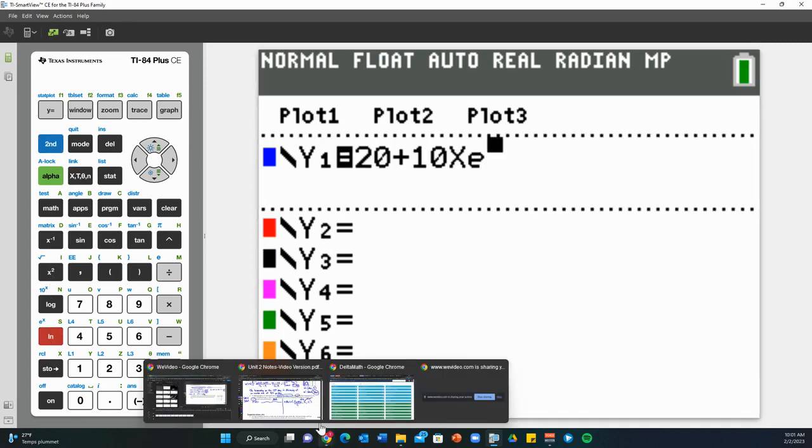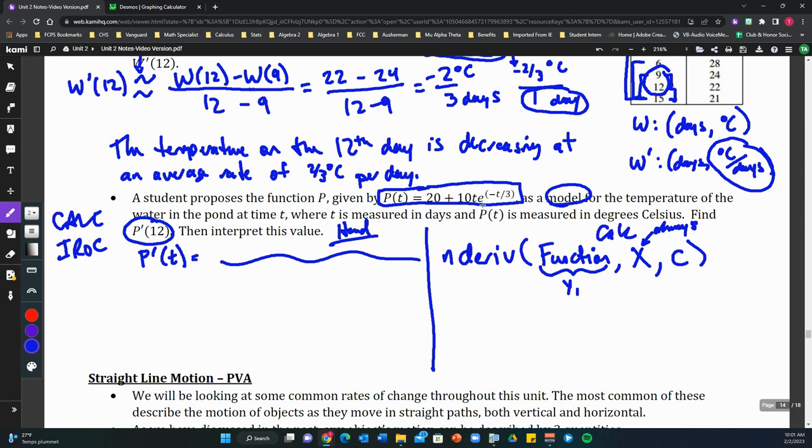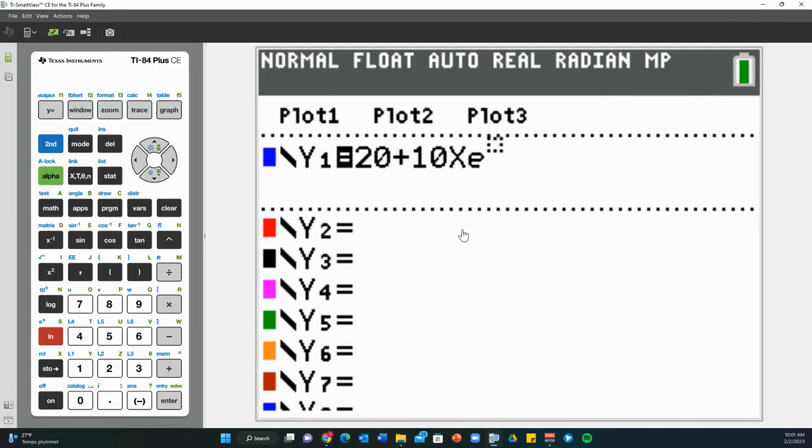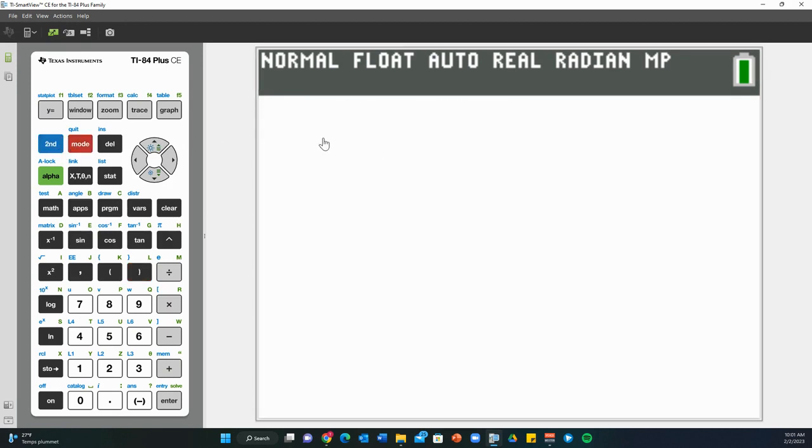Then I get e to the negative x over 3. So open parentheses, negative x over 3, close parentheses. Older calculators won't have this up top. It'll be a caret, but you still open your parentheses, type everything in, and close your parentheses at the end. So the function that I want to find the value of the derivative of is in y1 right now. As long as that's in there, we can second quit and go back to the main screen.